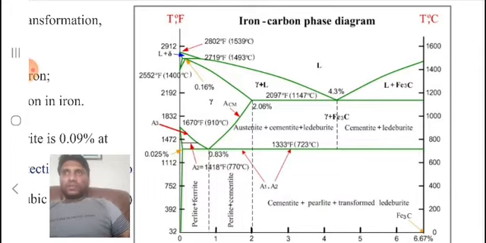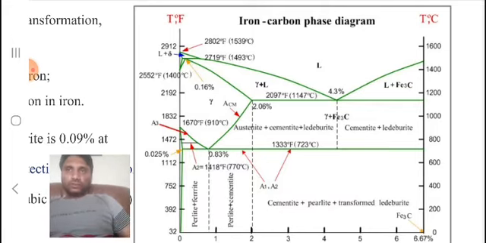area of this iron carbon diagram, that is delta iron, gamma iron, alpha iron, and pearlite plus ferrite, pearlite plus cementite at eutectoid and hypereutectoid steels, cementite plus pearlite plus transformed ledeburite, and at 1147 degrees centigrade you can see the eutectic reaction.